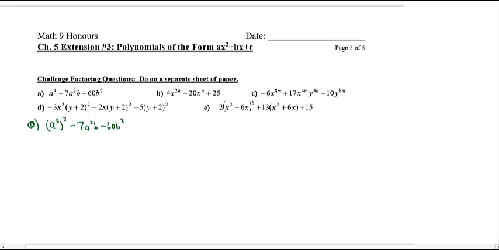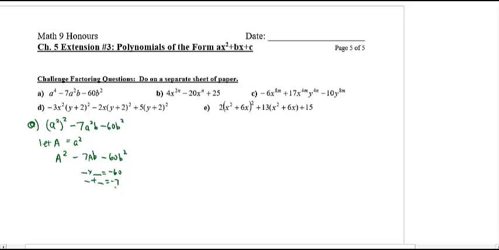So in essence, I'm thinking now, let a be equal to a squared, like that, capital A. So capital A squared minus 7ab minus 60b squared is something that you're more familiar with. And then we can do the same idea. Find two numbers that multiply to negative 60. Those same two numbers add to negative 7.